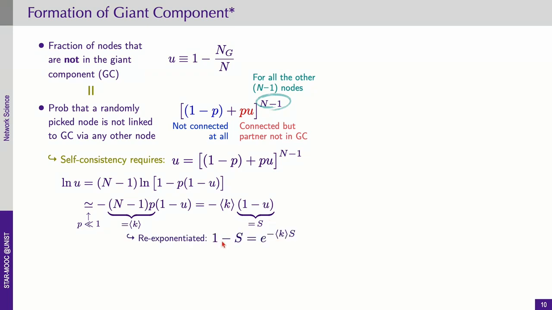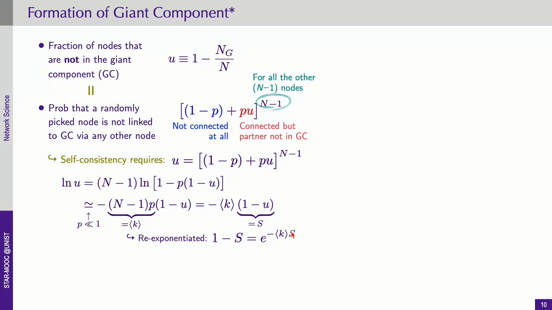As you can see easily, this equation has a trivial solution, 0. If you plug the number 0 into the variable S, you see 1 minus 0 is e to the minus 0, which is okay, right? But it's a trivial solution corresponding to the case of 0 interlinking probability, where all the nodes remain isolated. So to produce the giant component, we need another non-trivial solution to this equation, which may or may not exist.